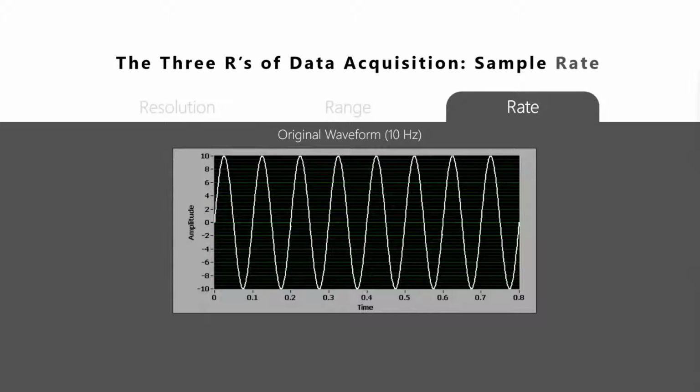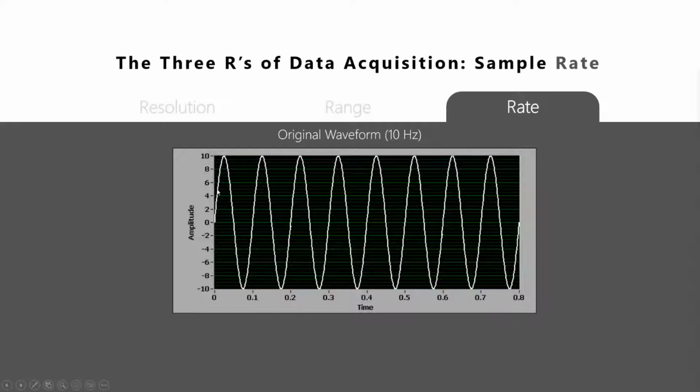The third one is rate. A sampling rate is the frequency at which we measure the original signal. When we convert our analog signal to digital, we must sample the analog signal at a certain rate to capture all of its characteristics.